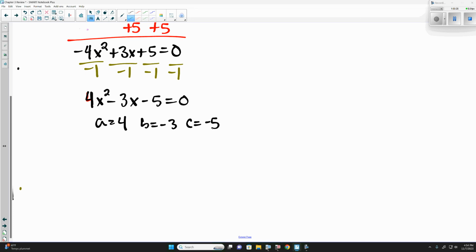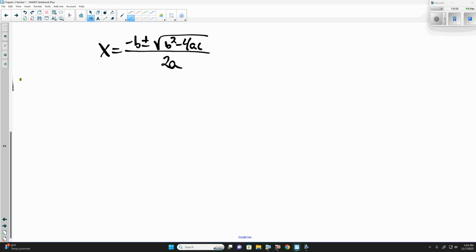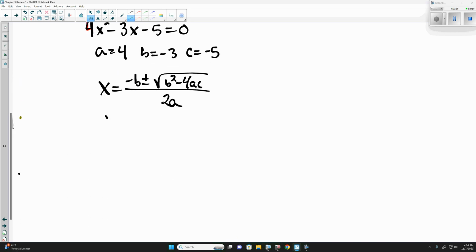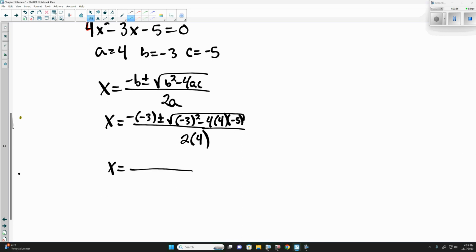And we can plug this in to our formula. x is equal to negative b plus or minus the square root of b squared minus 4ac all over 2a. So our negative b would be negative 3 plus or minus the square root of. So our b squared would be negative 3 squared minus 4. a is 4, c is negative 5, all over 2a, which is 2 times 4. Now our negative 3 would be 3 plus or minus. Denominator 2 times 4 is 8.